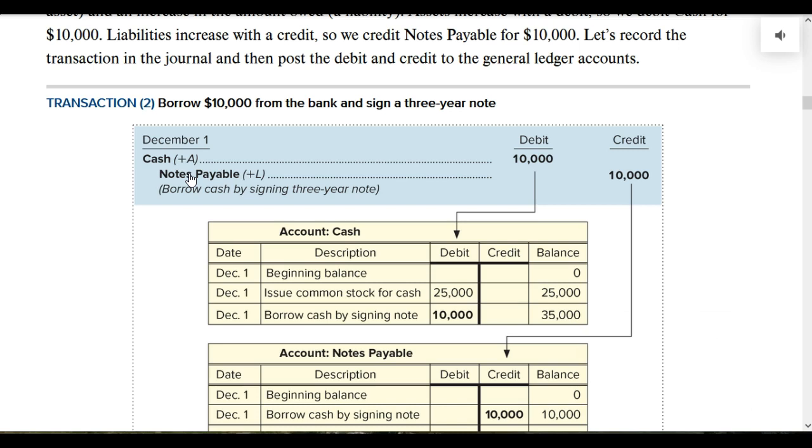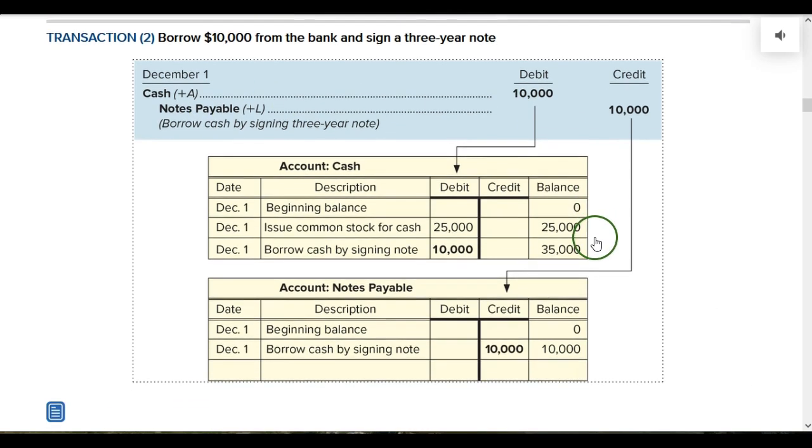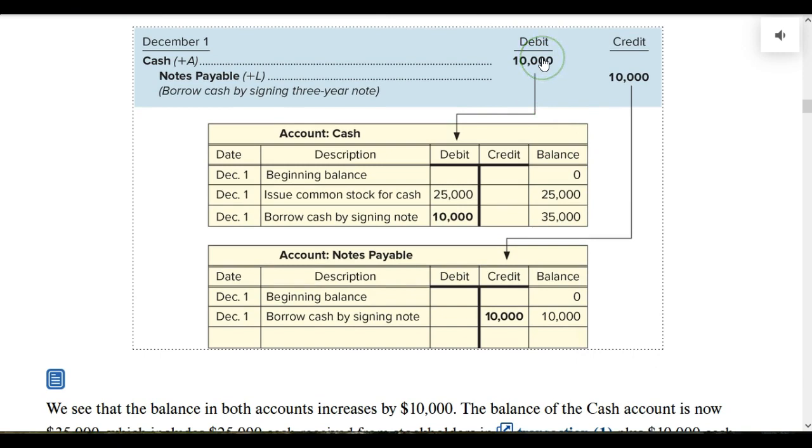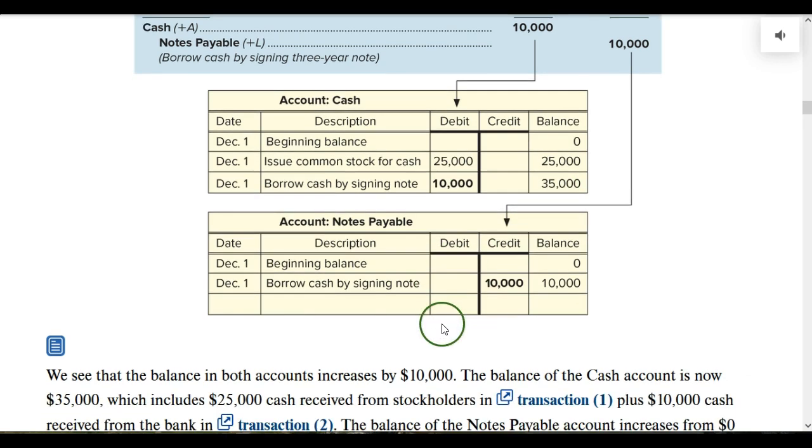It's a liability account. When you post these numbers, take $10,000, enter it into the cash account on the debit side. That means you're going to increase it. So now you go from $25,000 plus $10,000 equals $35,000. So the new balance in cash is $35,000. The notes payable account, this is the first entry you have in this account. So the balance went from 0 to 10, and we're increasing the notes payable account with a credit.